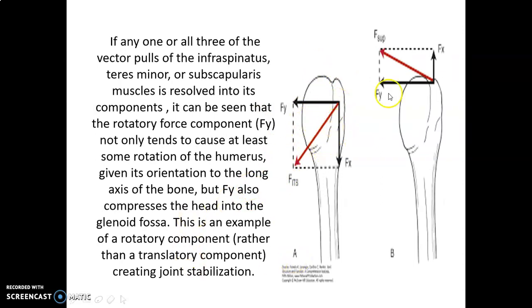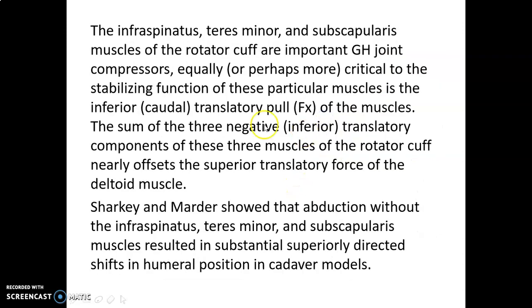To understand the rotatory force vectors acting for the dynamic stabilization of the glenohumeral joint, the rotator cuff muscles are not similar. The supraspinatus has a superior rotational force vector, and the ITS, that is infraspinatus, teres minor, and subscapularis, have resultant force vectors in an inferior direction. The infraspinatus, teres minor, and subscapularis muscles of the rotator cuff are very important in glenohumeral stability.